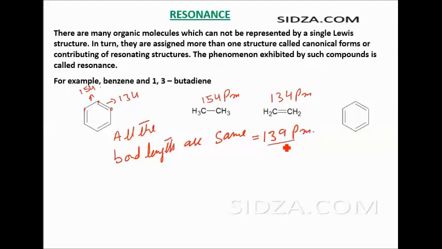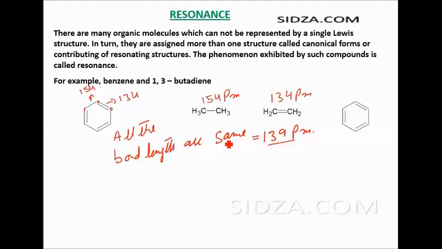Which means that in benzene, all the bond lengths are 139, which is shorter than a single bond but greater than a double bond. That means in benzene we don't have a localized double bond, we don't have a perfect double bond or a perfect single bond, right? These properties of benzene we can only explain with the help of resonance.